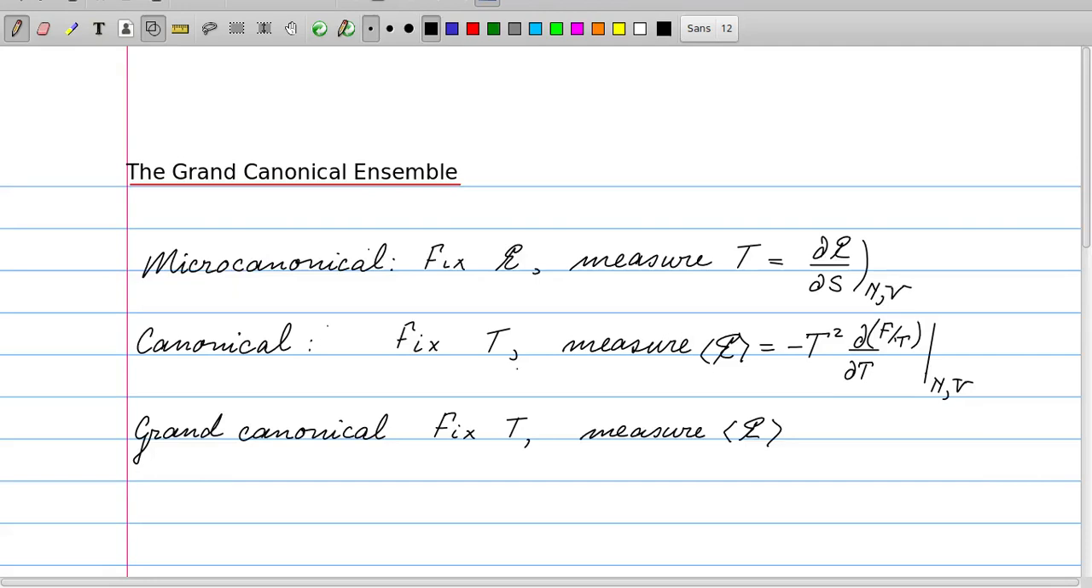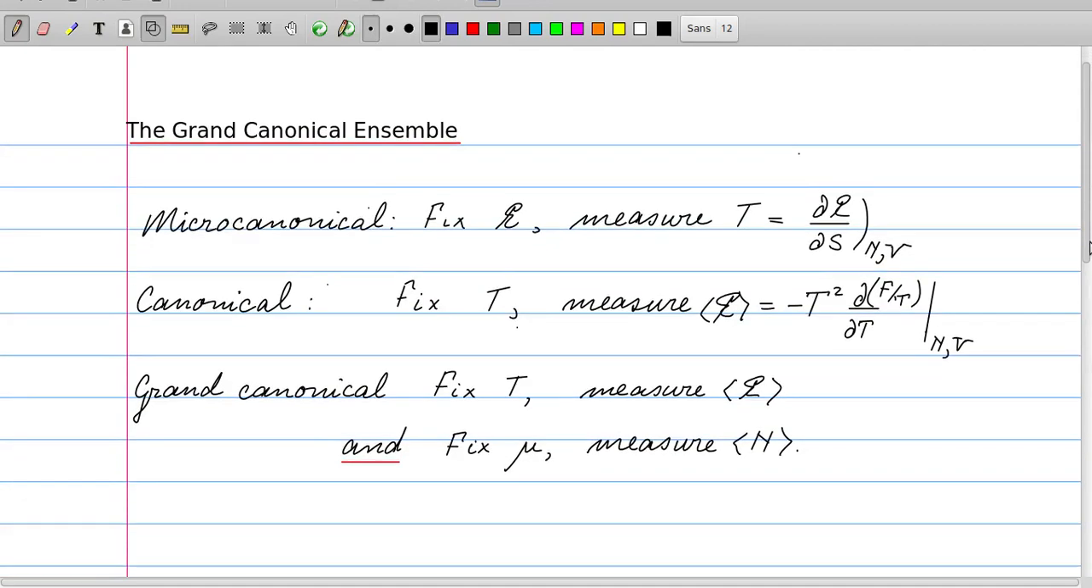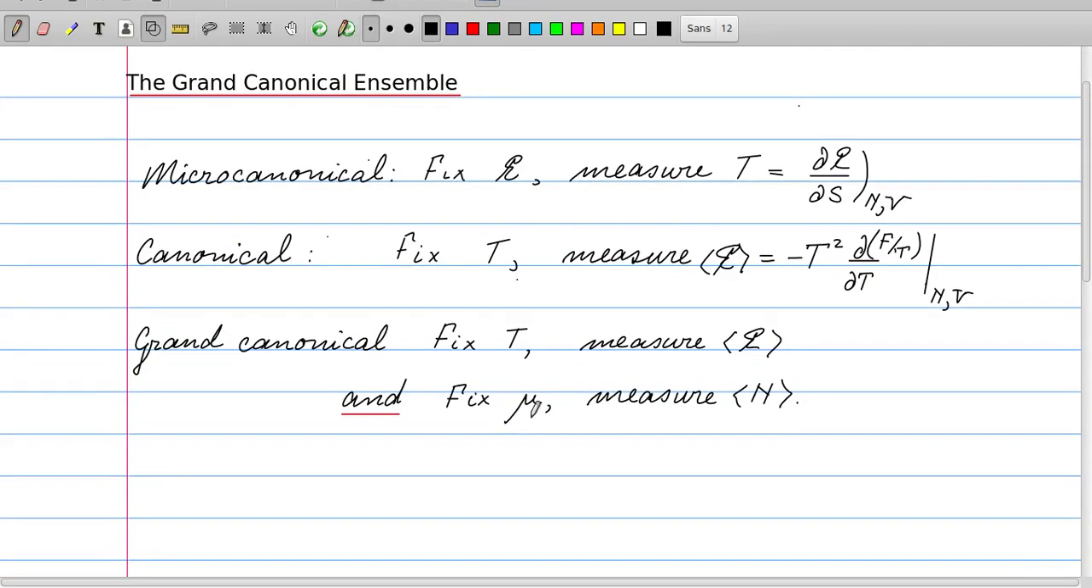So what do we do in the grand canonical ensemble? Well, first of all, we fix the temperature just like we do in the canonical ensemble, and we can measure E. But there's also an additional thing we do, and that's the following. Now we don't fix the number of particles, but we fix mu, which is the chemical potential, and then we can measure the number of particles. So we have introduced now a parameter which is called the chemical potential, and it can be used to control the number of particles.